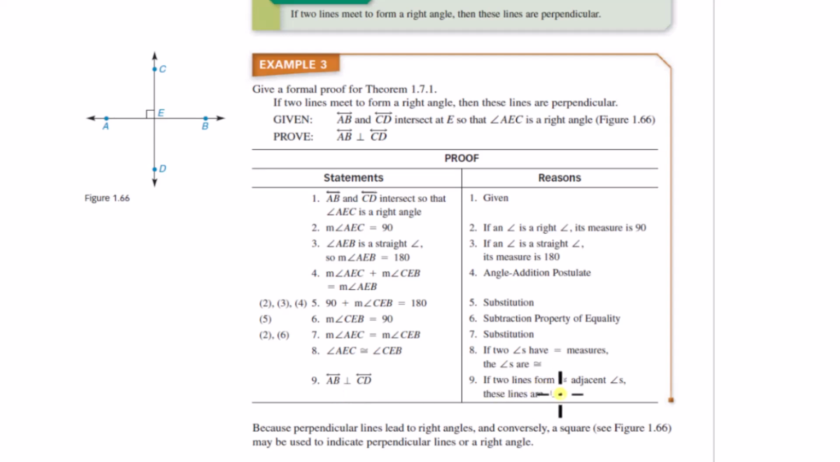Two lines form adjacent angles. I guess even this is technically all you need: that the two lines intersect, and do they form congruent adjacent angles? If that's the case, then they're perpendicular. And that's what they proved, that angle AEC is congruent to angle CEB.